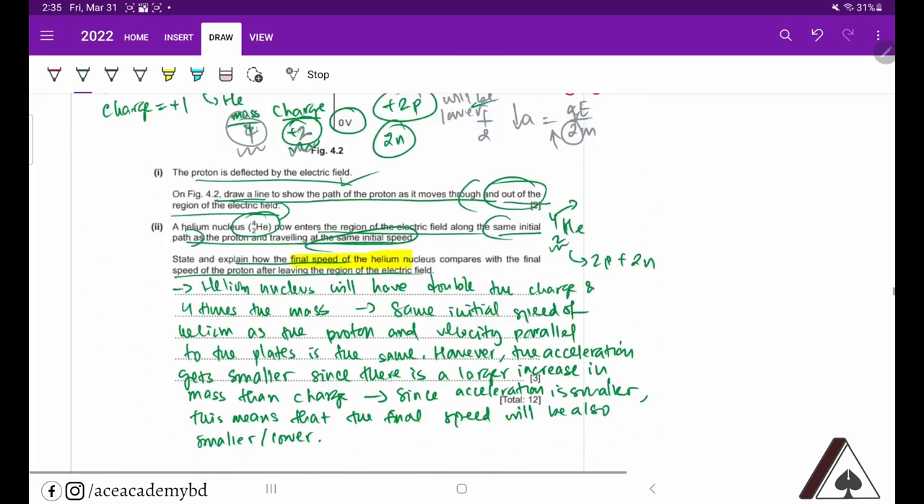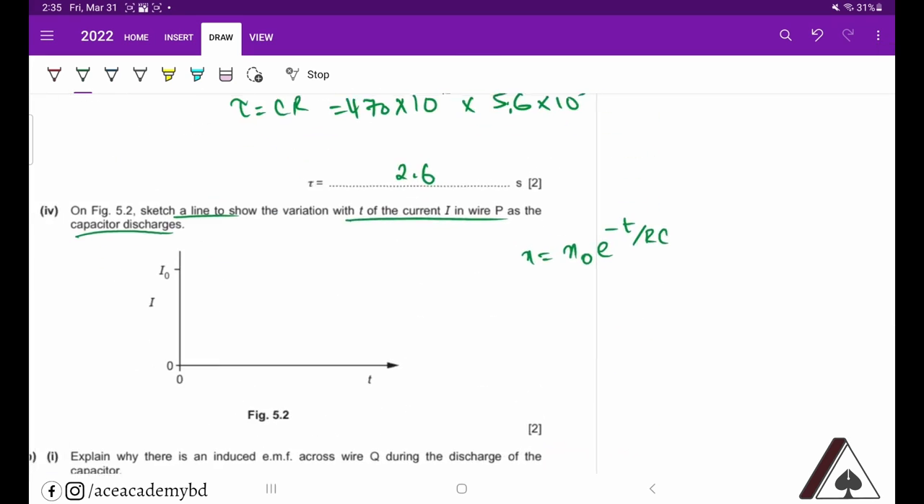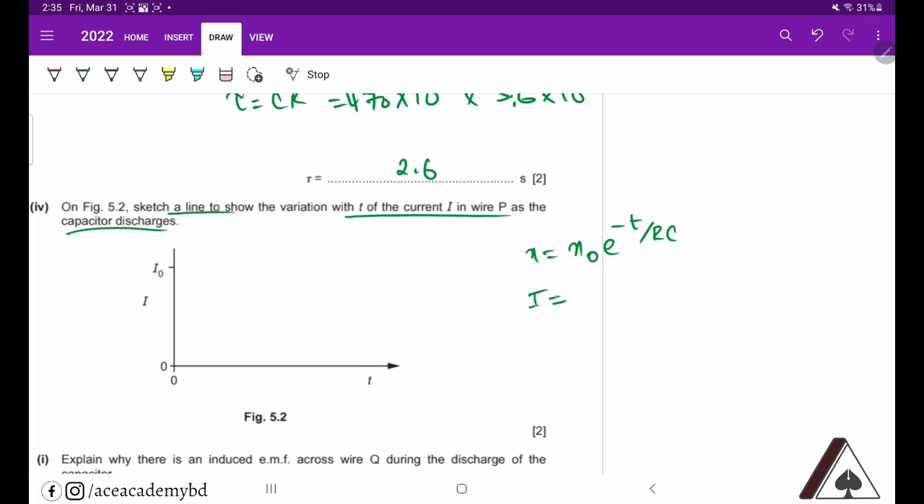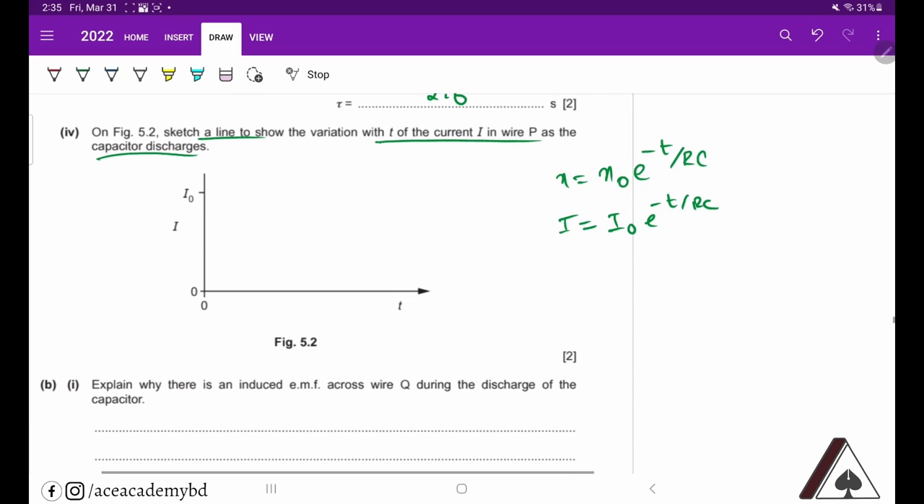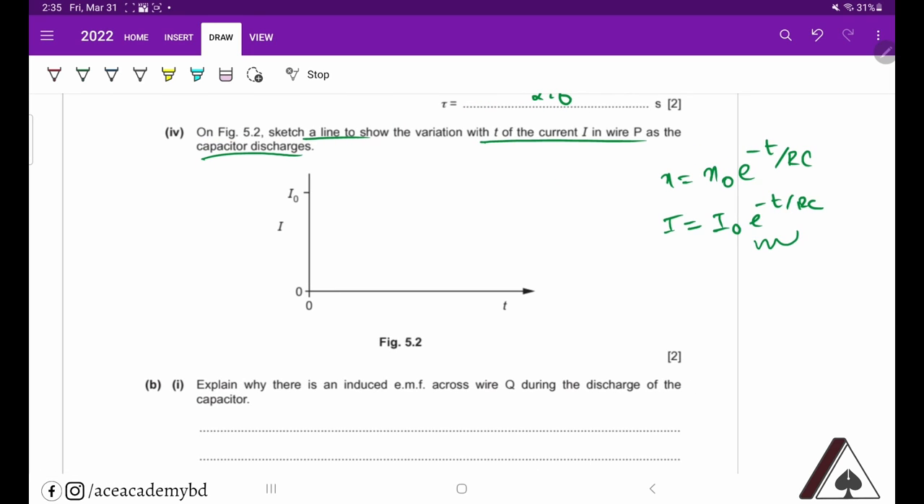Over here, you can just substitute the x's as I's. Okay. So if we substitute x as I, I shall be I equals I naught e to the power minus t by RC. So this is the basic equation for the discharge of a capacitor. Now, basically, our graph shall be I against t, with this e to the power minus t by RC. So the shape of this graph is basically like this, an exponential curve, which is asymptotic to the x-axis.